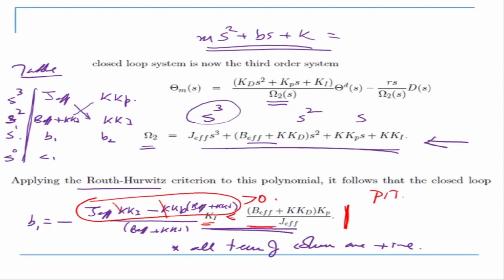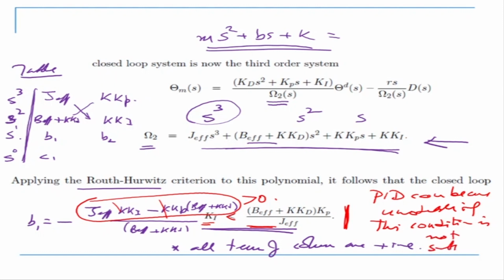So PID can become unstable if this condition is not satisfied. Please note this, that it would appear that a PID controller is always better than a PD controller. But please note that a PID controller can become unstable if this condition for Ki is not satisfied, whereas a PD controller is always stable.